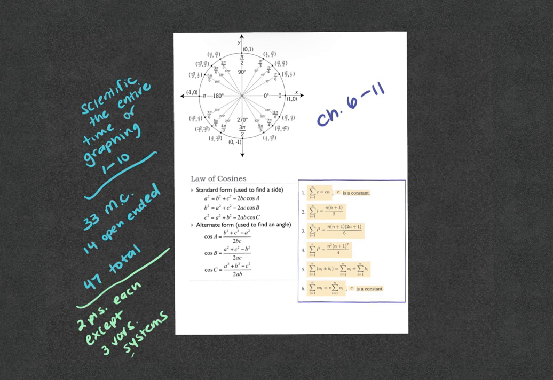The test itself is 47 questions total. There are 33 multiple choice and 14 open-ended, which is where your graphing is going to be, and then the systems of equations and stuff like that. Each of the questions is 2 points apiece, except there are 2 three-variable systems, one using Gaussian elimination with back substitution or Gauss-Jordan, you get to choose, and the other using Cramer's rule. Those will be worth double questions.